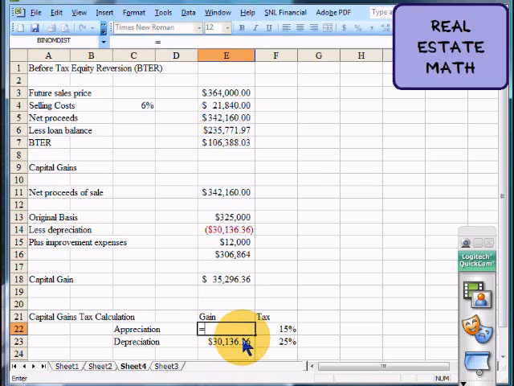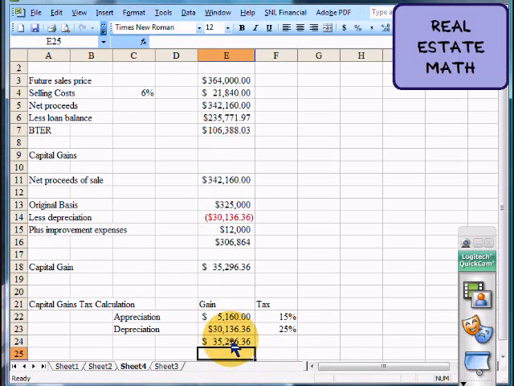The appreciation component is simply the difference between the depreciation and our total capital gain. So I can simply take our capital gain and subtract our depreciation value, and I get $5,160 is our appreciation. And just to make it look nice, we'll sum these up, and it'll just show us that same value that we've been working with, which is our total gain.